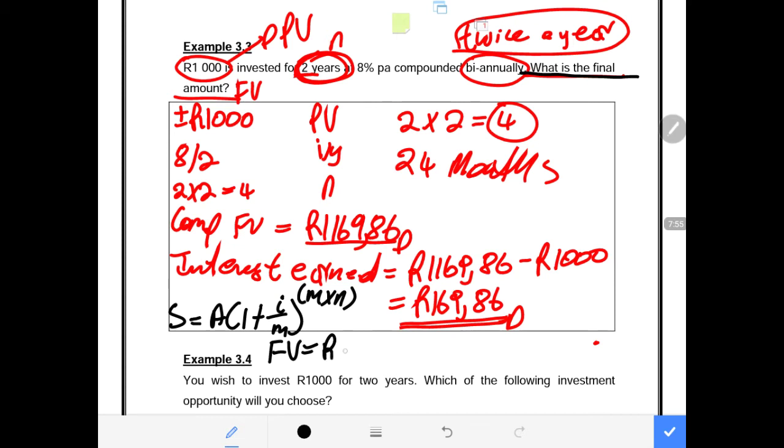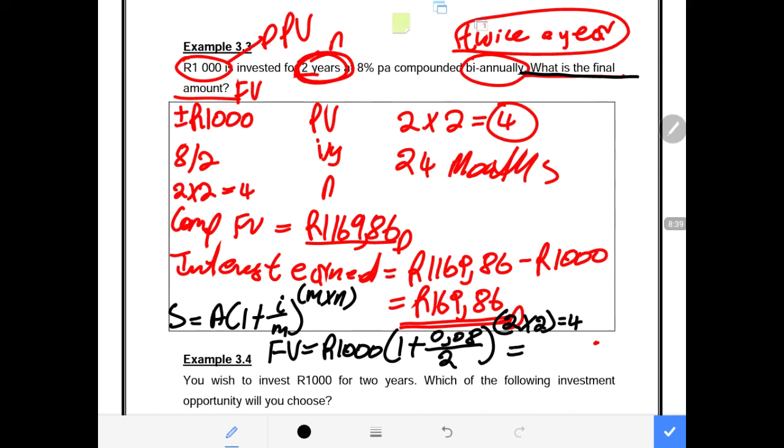Future value is equal to present value, which is 1,000, open brackets, 1 plus. I said that when you work with the formula, you must make sure that your interest is in decimal. 0.08 divided by m. Remember, m is the number of compounds in a year. How often is the interest compounded in a year? It is compounded biannually. Biannually means half a year, meaning 2 times a year. So we divide by 2. Close our brackets to the power of m times n. Our m is 2 times our n, which is 2. That means here you can just put the number 4 and do the workings on the side.